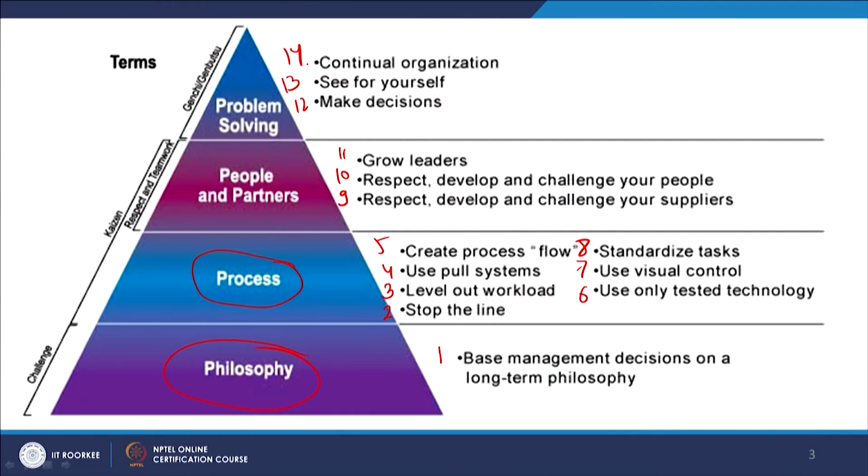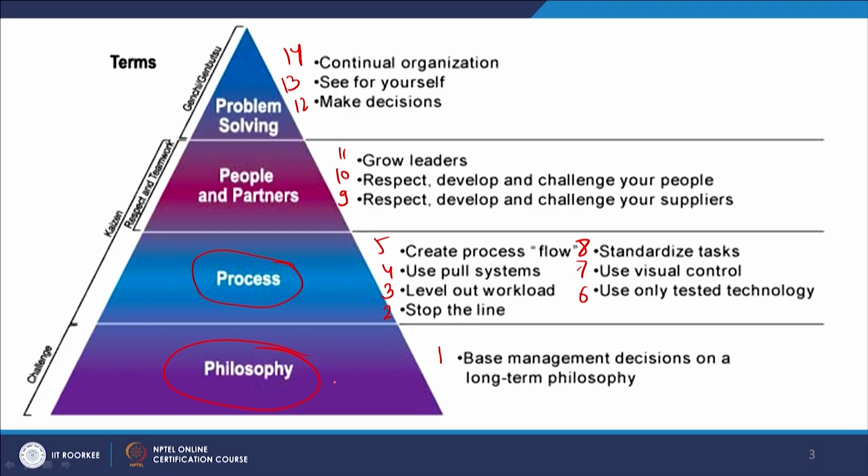So for philosophy you have 1 principle, for processes you have 5 principles, for people and partner you have 3 principles, and for problem solving also you have 3 principles. So that is how you can understand how these different principles are coming from these basic 4P model. And then you also have the Japanese versions of these 4Ps, Kaizen and Genichi, that are the Japanese names for these 4P model.